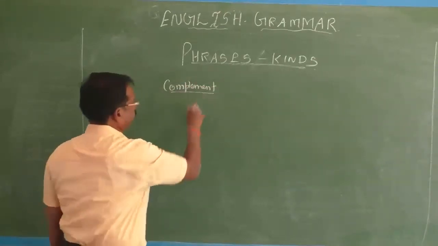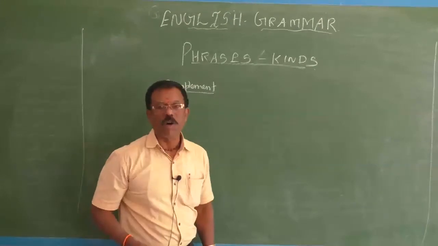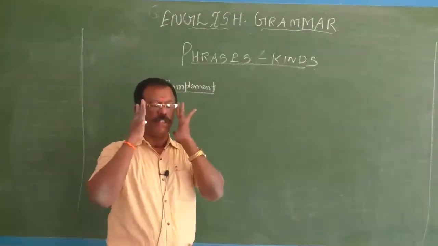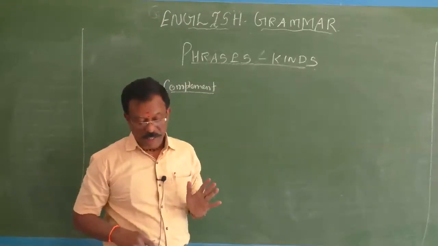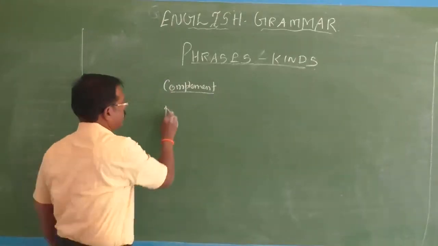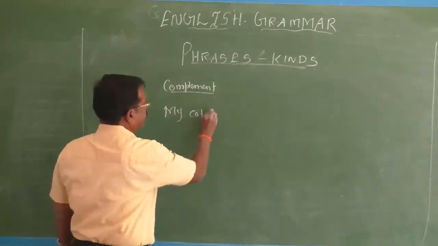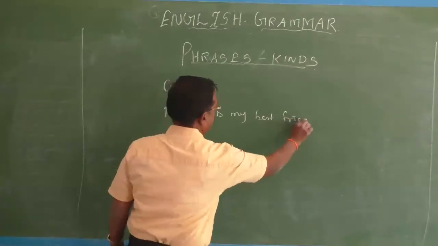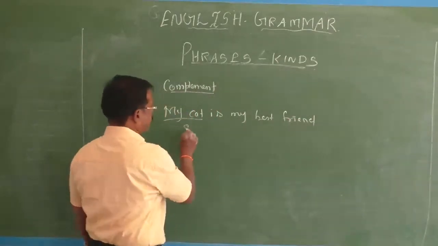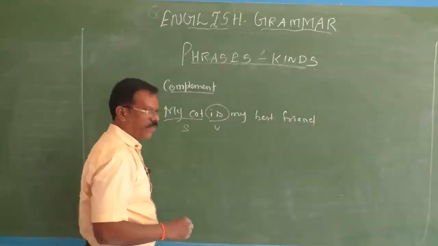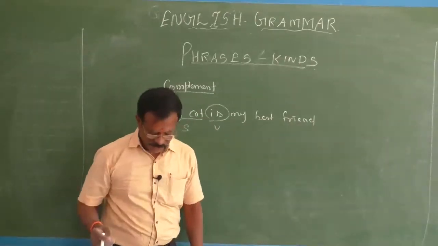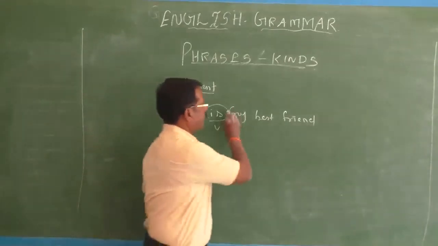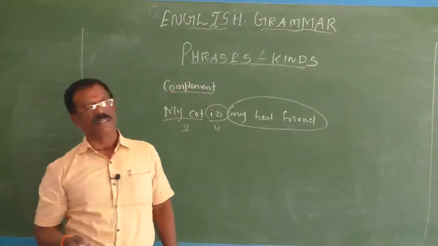A noun phrase can be used as a complement of a verb. But one thing you have to keep in mind: it is a subject complement. My cat is my best friend. See the example. In this example, my cat is a subject. This is the verb, the be form of the verb, and it is a main verb here. It refers to the state or the position when it is used as a main verb. And my best friend, this group of words, is called a noun phrase.